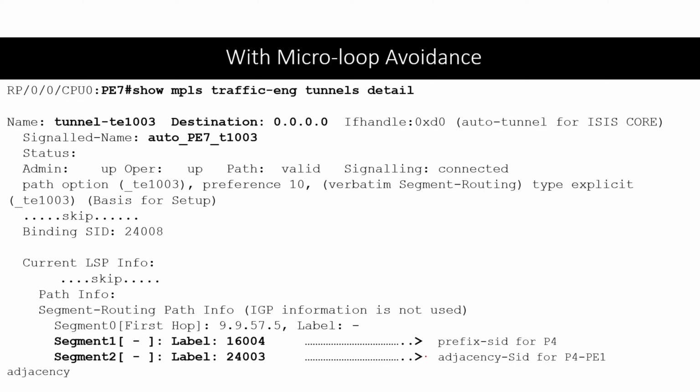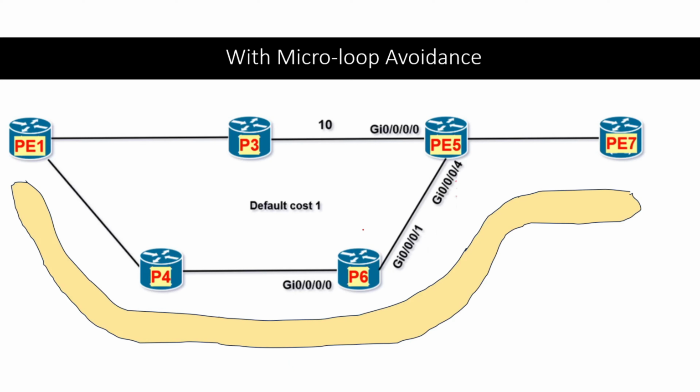So this is the auto tunnel which the source node built to reach the destination node, and it pushed the extra label based on the P and Q node, so that the packet should not come back to the source in case there is any microloop happening in the network. So this is how it built this tunnel between source and destination based on P and Q nodes.